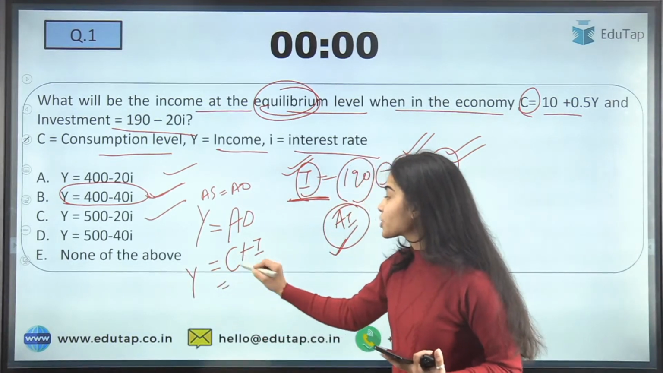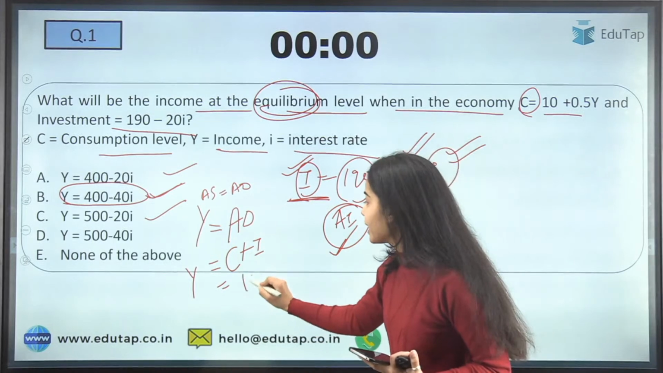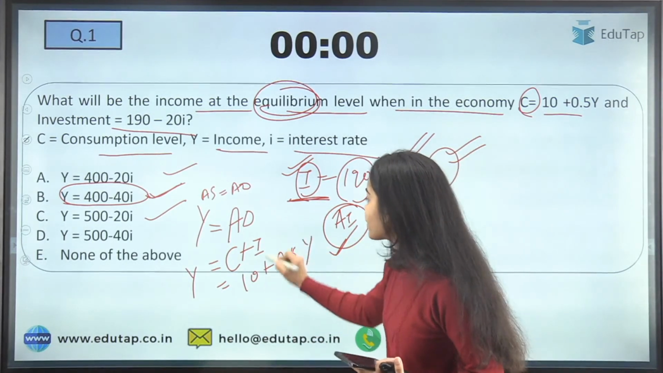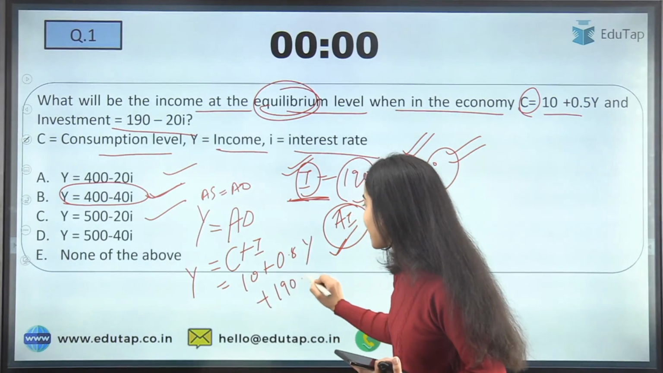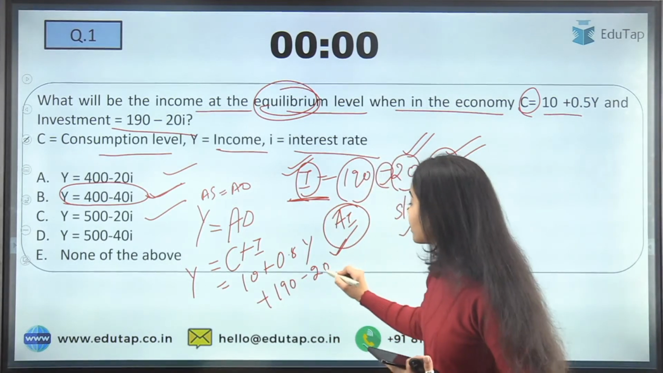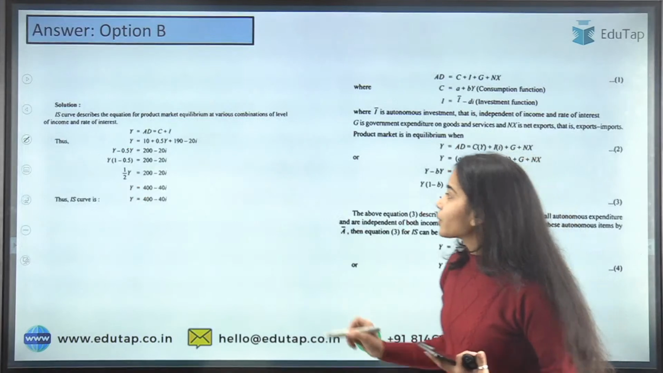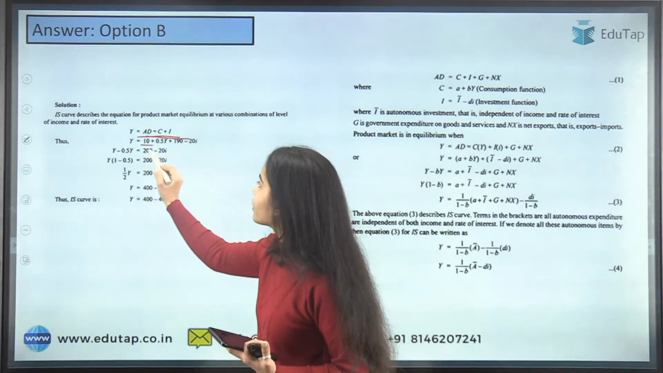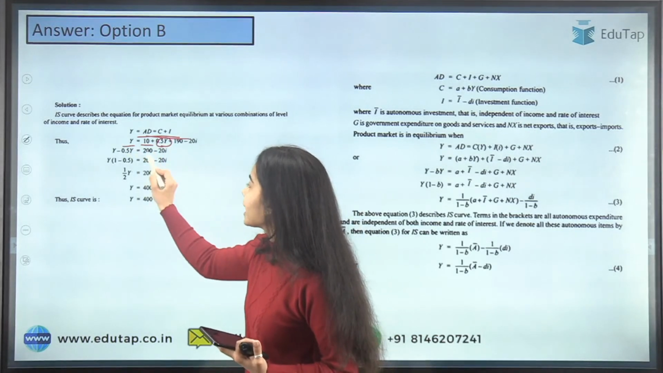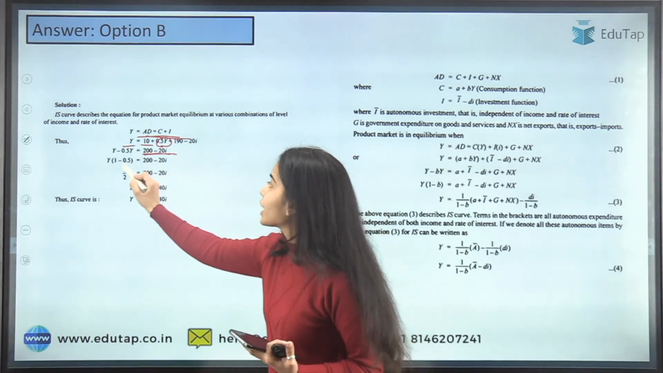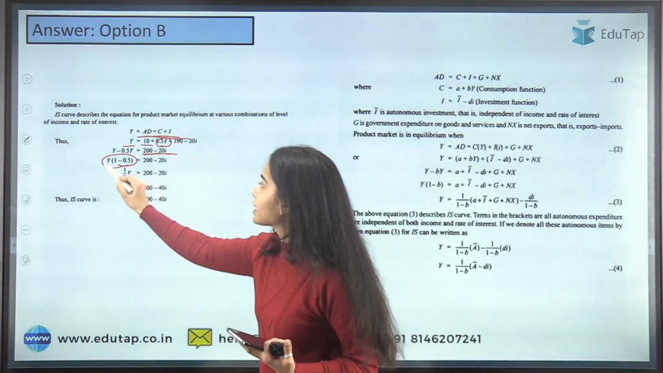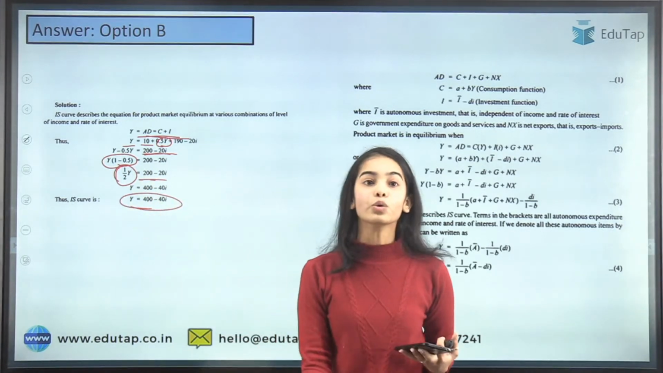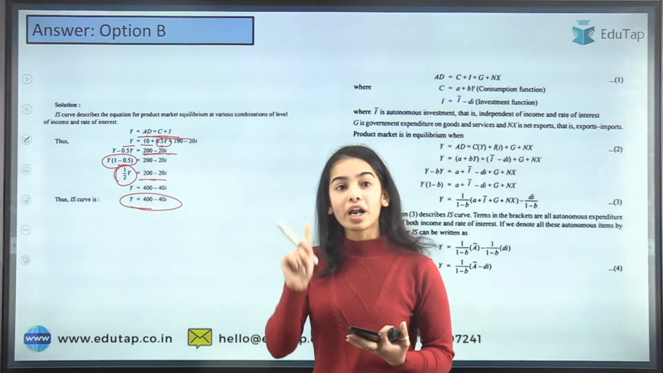So consumption is what? Consumption is 10 plus 0.5Y, investment is plus 190 minus 20I. So here you can see that this is the equation, and from here we take the Y to one side and we get this. So from here you get the 1/2 Y, and this is the real answer that you get. This is one way to solve this.